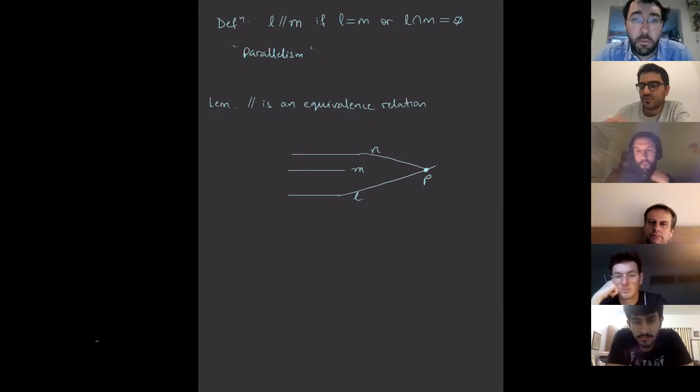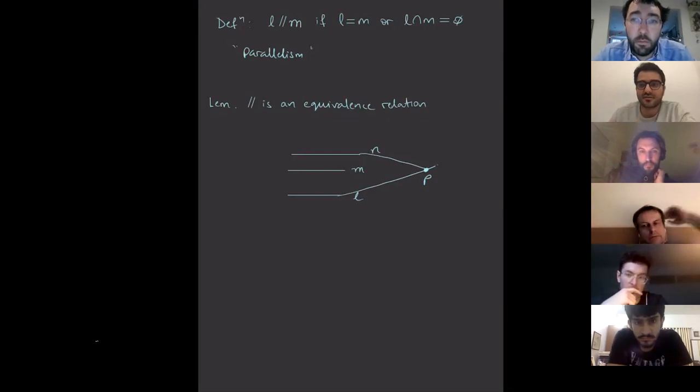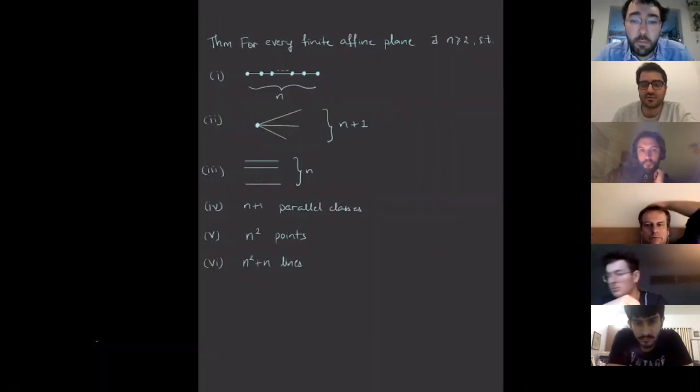In fact, if you add the extra assumption, which is the assumption we will mostly be working with, that your affine plane is finite. So if you add finiteness, then you can show the following.